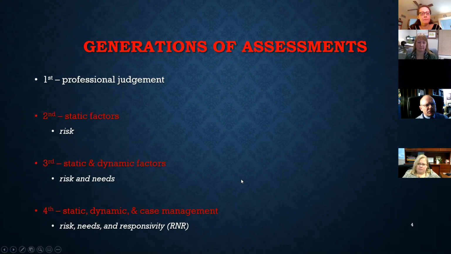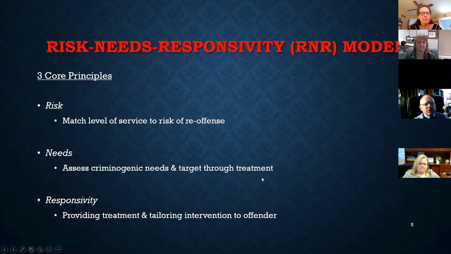So as we move on, what is the risk needs responsivity model? They're looking at three core principles, as it states: risk. And what is risk? Risk is the level of risk to reoffend. So we're going to match the level of service to that risk to reoffend. So when we talk about low, moderate, and high, we're going to tailor services a little bit differently for all three risk levels. And I'll talk a little bit about those later.